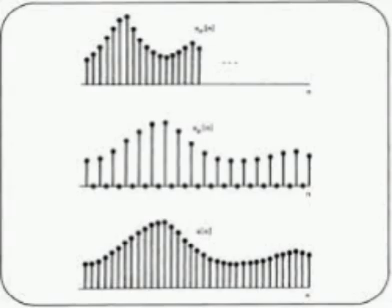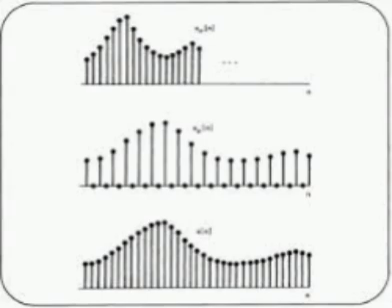Special cases. Phi of t convolution with delta of t equal to integral from minus infinity to infinity of phi of tau delta of t minus tau d tau equal to phi of t. Delta of t convolution with delta of t equal to integration from minus infinity to infinity of delta of tau delta of t minus tau d tau equal to delta of t.